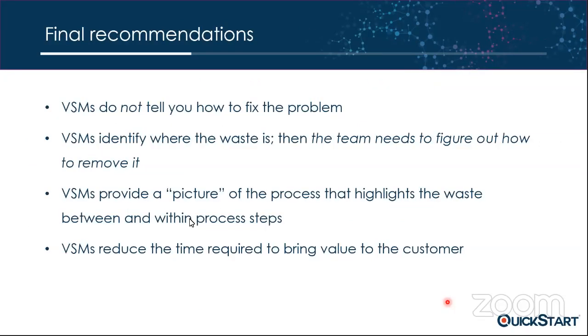So the final recommendation: VSMs are not telling us how to fix the problem. It's only a tool, right? To represent the current state, and after that, to think how to remove waste and how to improve processes, sorry. So value stream mapping identifies where the waste is, right? And the team needs to create how to remove it, how to imagine the future state. So it provides a picture of the process.